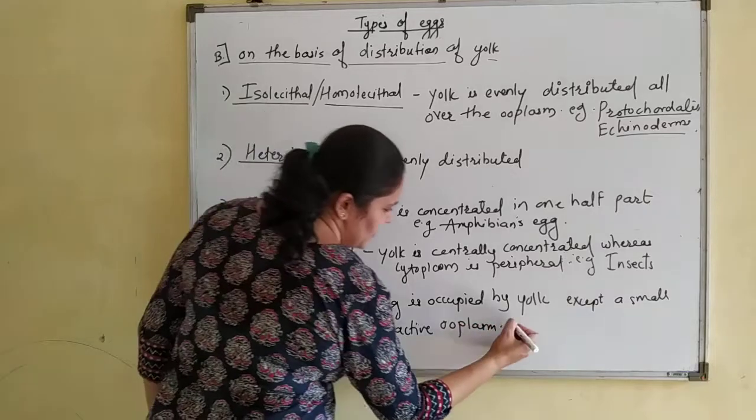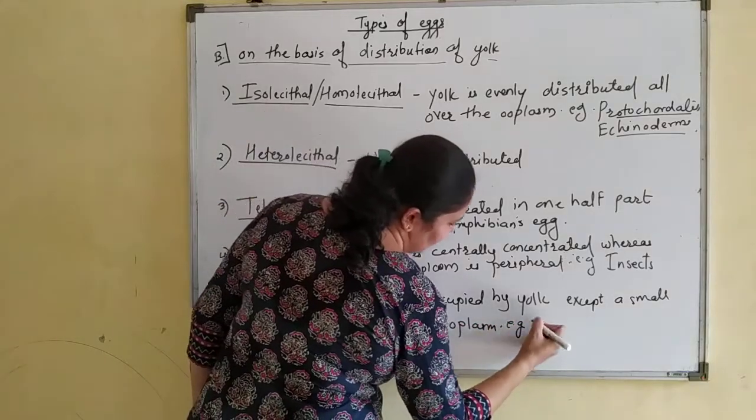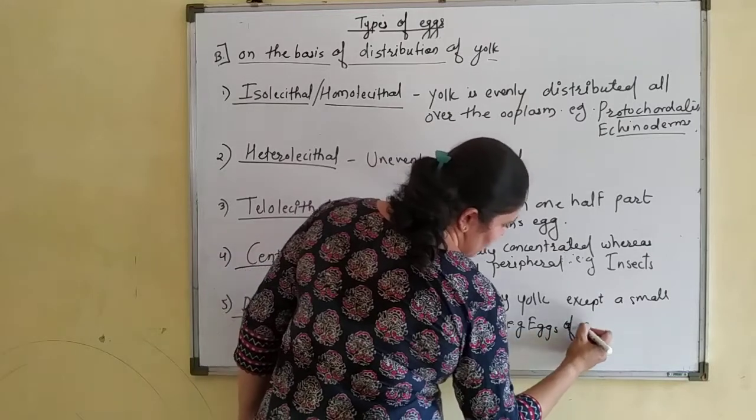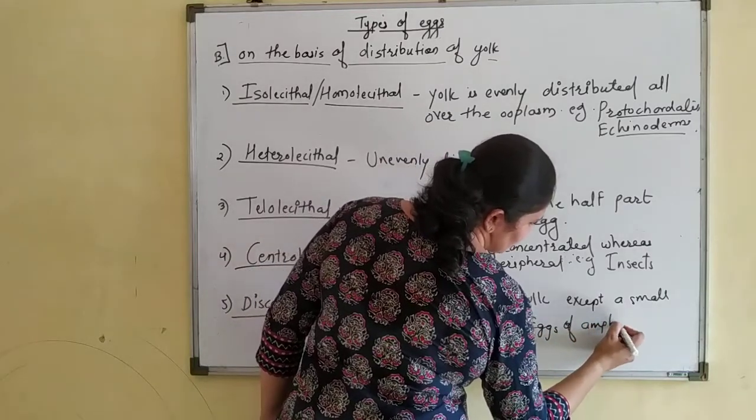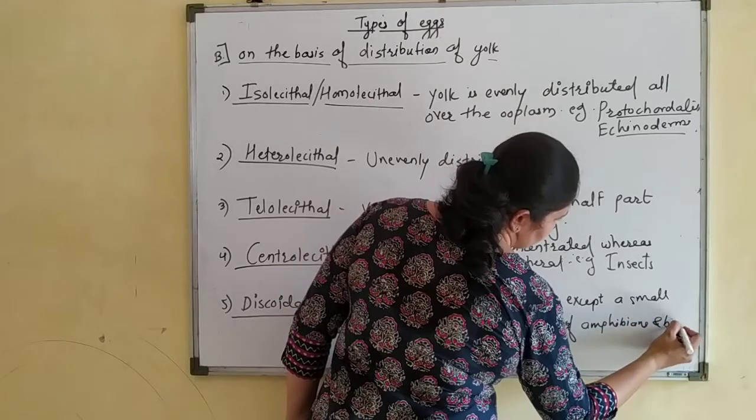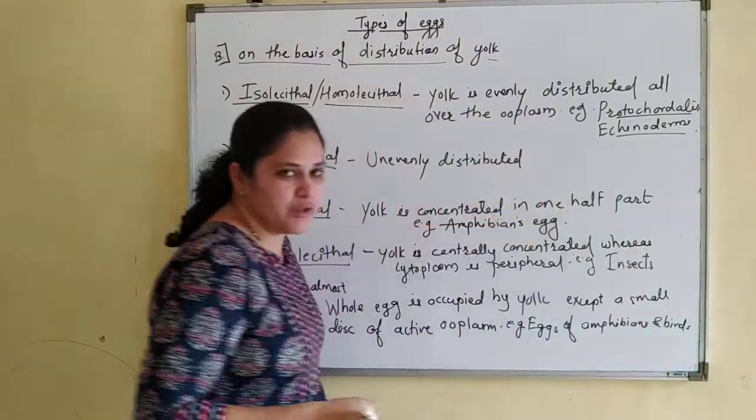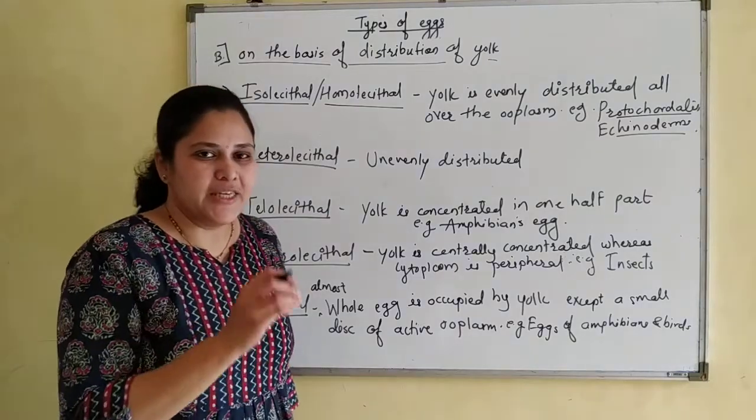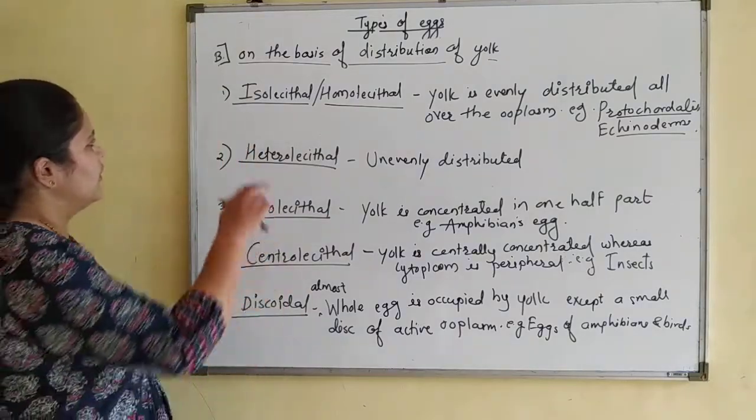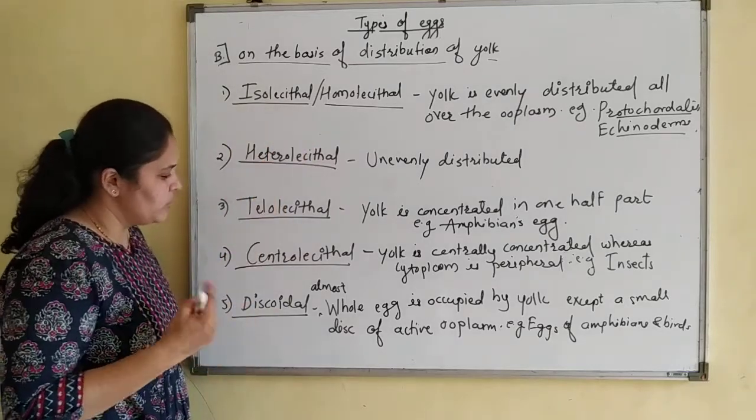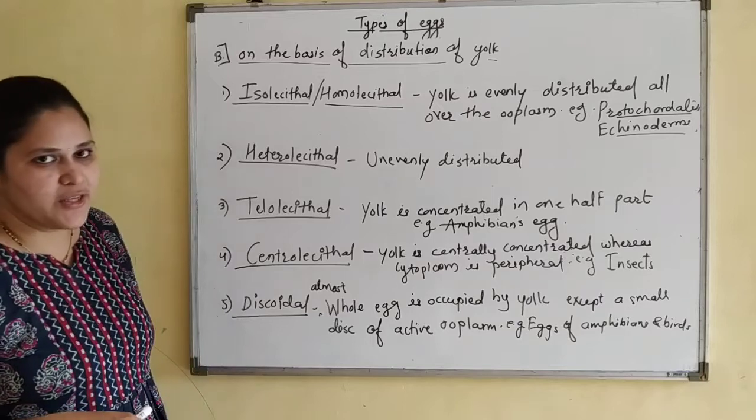Its example is eggs of amphibians and birds. Fine. So these are types of eggs based on distribution of yolk: isolecithal or homolecithal, heterolecithal, telolecithal, centrolecithal, and discoidal.